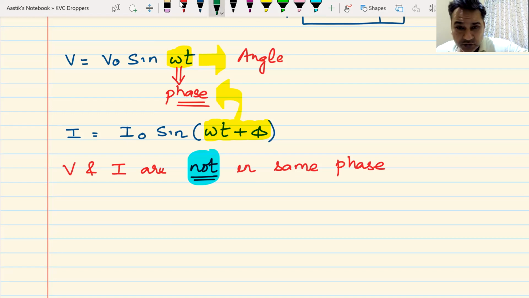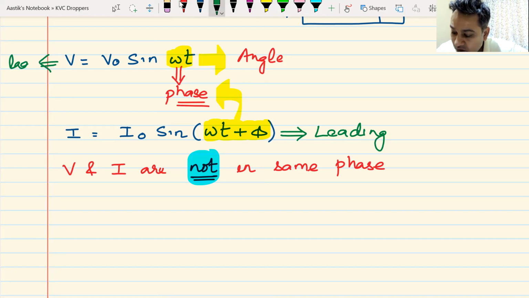Who is leading? Who is lagging? Who is aage? Who is piche? Just common sense. This is leading because it is plus 5. So it is leading. And this one is lagging. Do we understand this? Yes, sir.